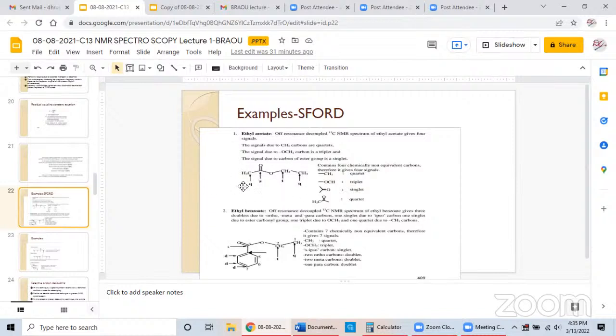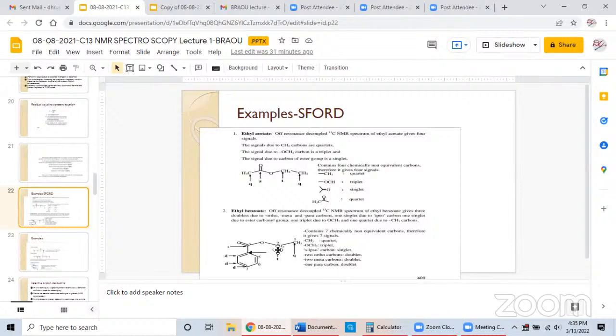Just by looking at the pattern and molecular formula, you will be able to assign the structure for simple molecules. So always remember, all CH3s appear as quartets, all CH2s appear as triplets, and all quaternary carbons, I mean the carbons which are not attached to hydrogen, appear as a singlet.